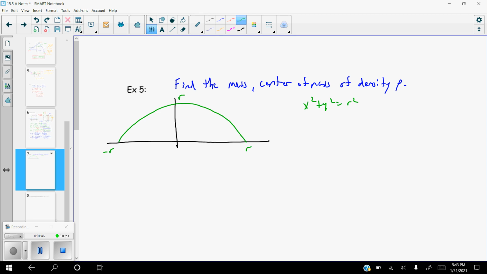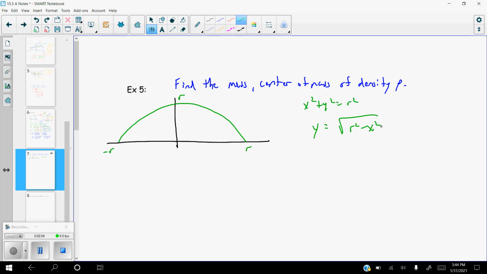So we're going to solve this for y, because we do want to put this into a function of x. So solving that for y, you would subtract x squared and then take the square root. So you would get r squared minus x squared underneath your square root. We only need the positive part because it is the top half.